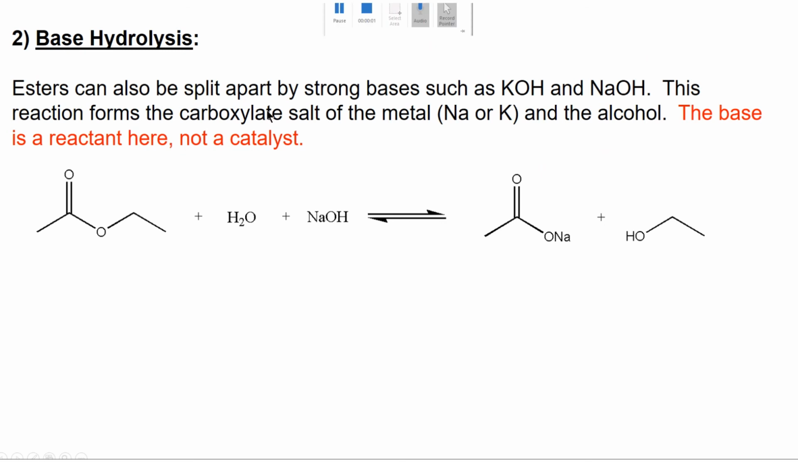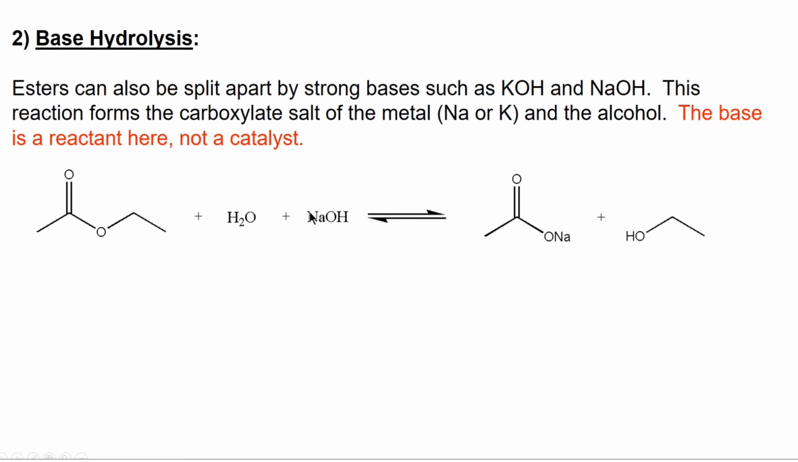All right, base hydrolysis, which means we're going to use base to break apart a molecule with water. Lysis means break apart, hydro means water, so we're breaking a molecule apart with water in the presence of base. So here's our ester. These again can be split apart, so we have water and our base.